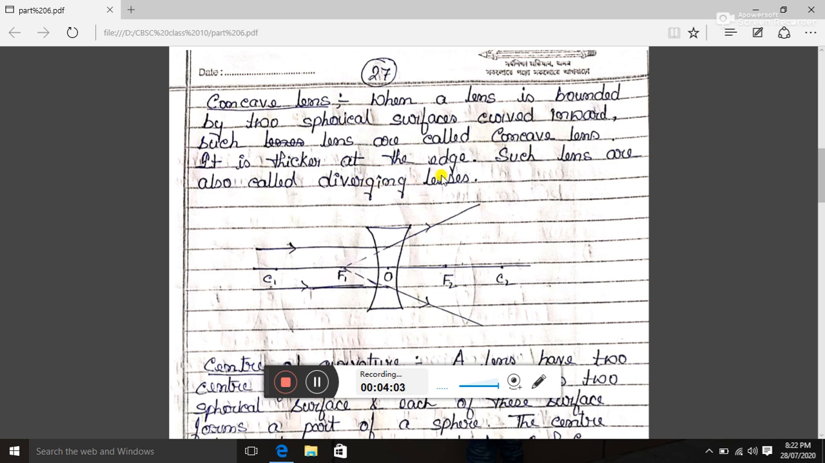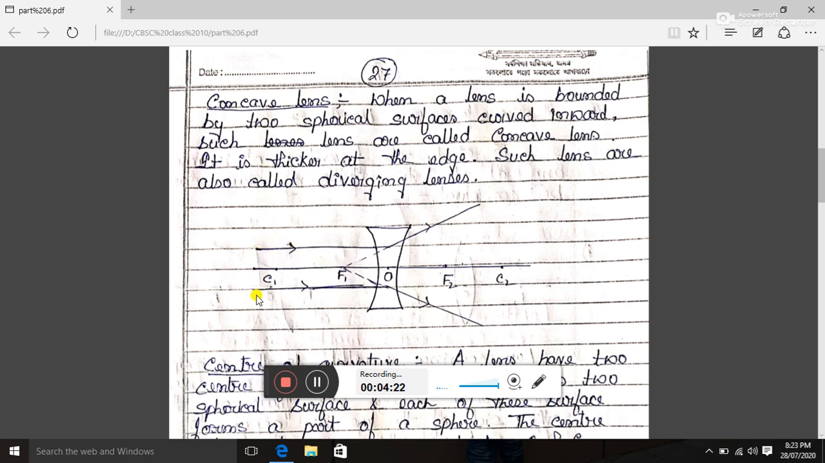They are also called diverging lenses because if rays of light coming from infinity suffer refraction in this type of lens, the rays will be diverged, meaning they will go outside, and if we extend the diverging rays they will appear to meet at the focus.